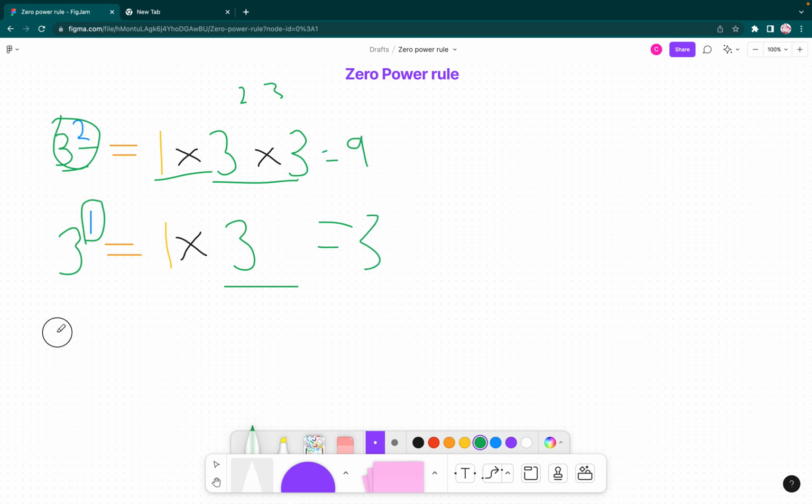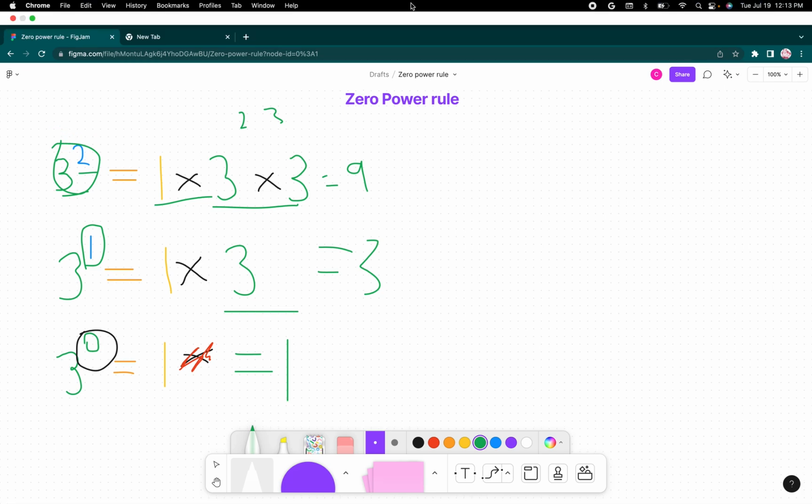Okay, so now what if you have 3 to the power of 0? Well, we're going to do the same thing as with the others, even though there's a 0 there. We're going to have 1 times, well, 3. There's no 3 here, right? There's a 0, which means we can't multiply by anything. So there isn't going to be anything, and we can just get rid of it. So this will be equal to 1.